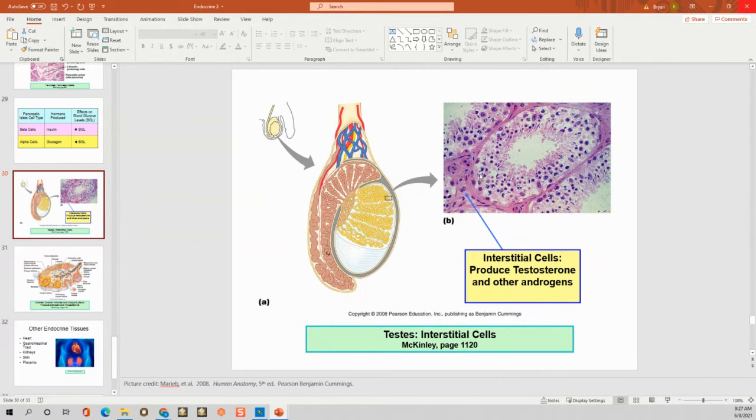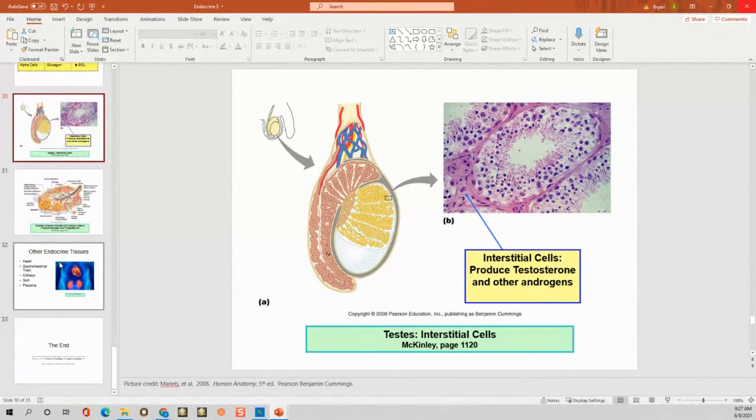We will cover this in massive detail. You're going to learn all about the histo of this. You're going to learn that interstitial cells are actually called Leydig cells. You're going to learn a whole bunch about this later. Clear as mud?